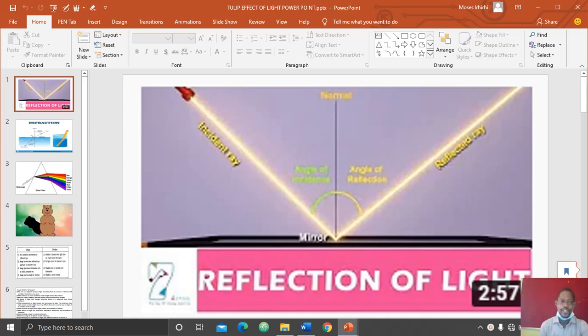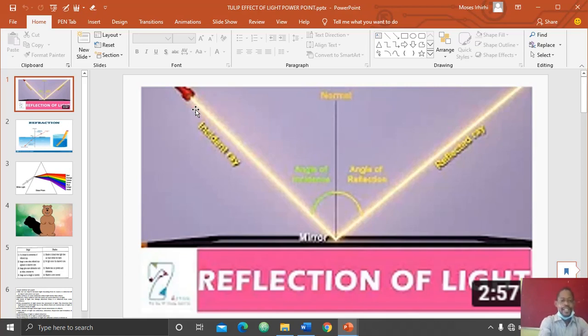The first effect of light we are looking at is the reflection of light. When we talk about reflection of light, we're talking about the bouncing off of light from different surfaces. Like the one you can see on my slide, the source of light here is the flashlight, the torchlight. The light ray is coming out of the torch as a beam. It strikes the mirror. You can see the mirror, okay?